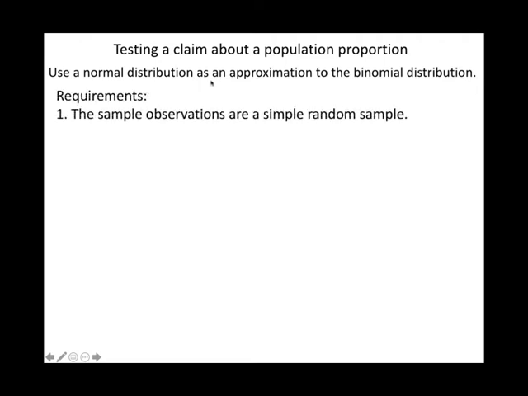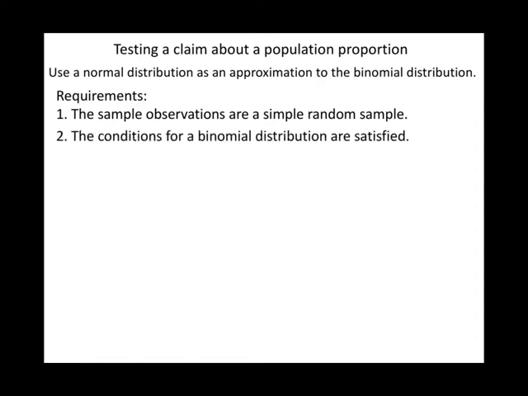Requirement: the sample observations are a simple random sample, and the conditions for a binomial distribution are satisfied. This is talking about chapter 5, where we have the binomial distribution. Remember, we have the 4 requirements: a fixed number of trials, 2 outcomes, success and failure, the probability remains the same, and each trial is independent. So these 4 requirements apply to hypothesis testing for a population proportion.